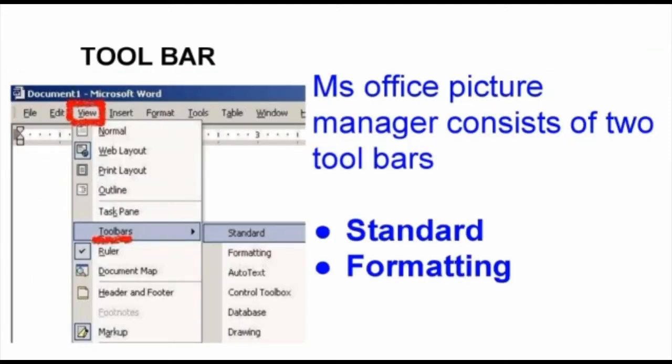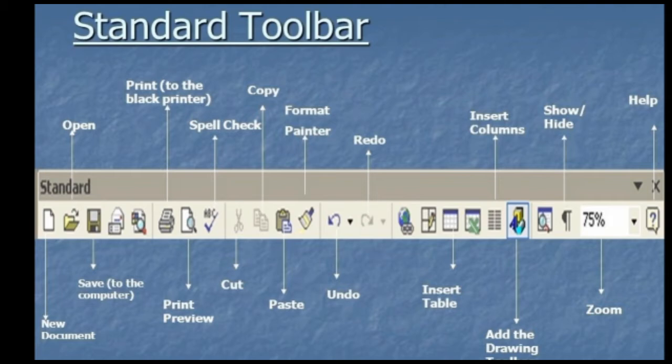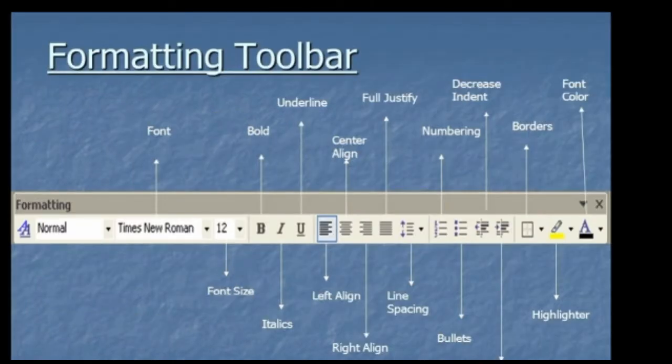Toolbar. The toolbar appears below the menu bar. MS Office Picture Manager consists of two toolbars: Standard, Formatting. The standard toolbar consists of the following tool buttons: Save, Print, Mail Recipient, Cut, Copy, Paste, Delete, Undo, Redo, Zoom and Help. The formatting toolbar consists of the buttons given below: Rotate left 90 degree, rotate right 90 degree, edit pictures, autocorrect.